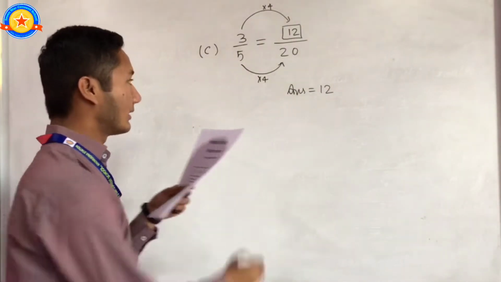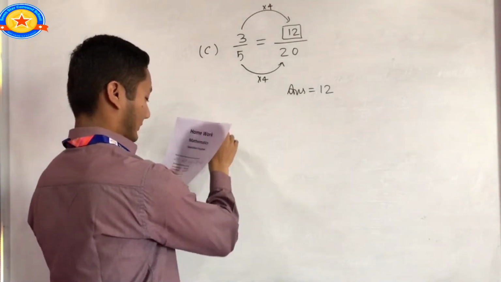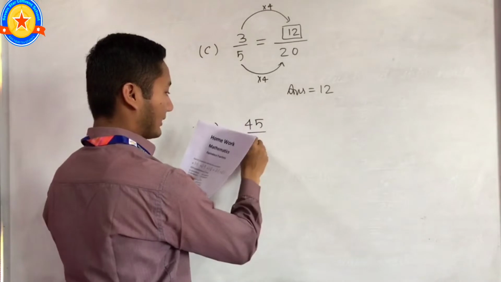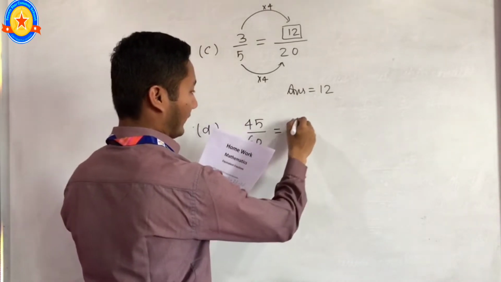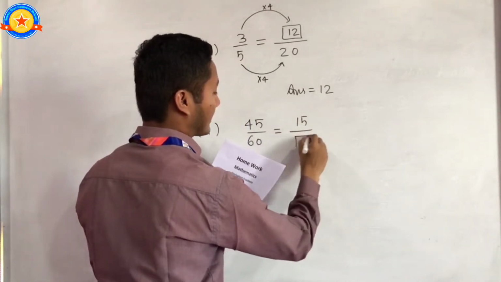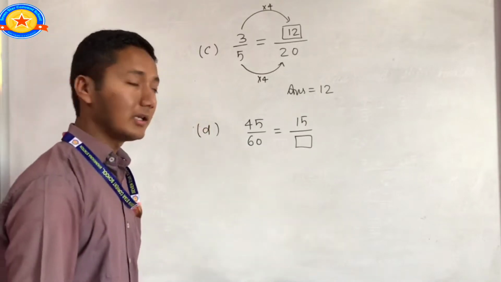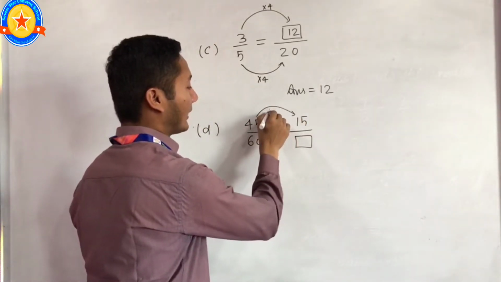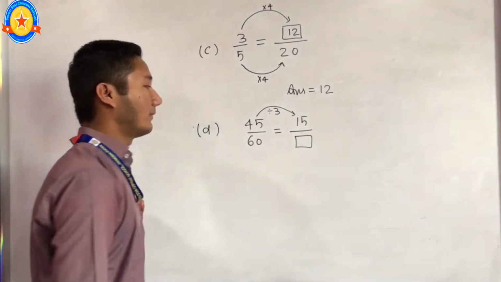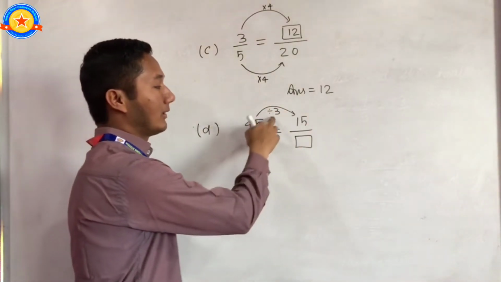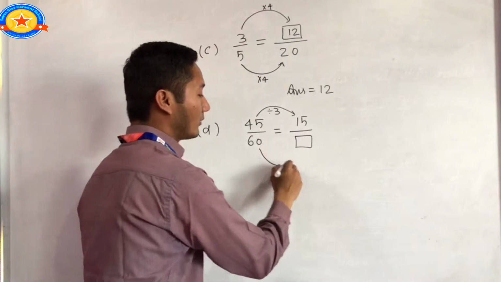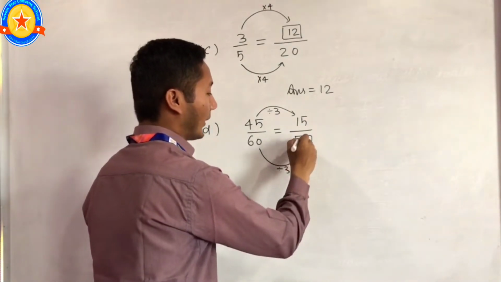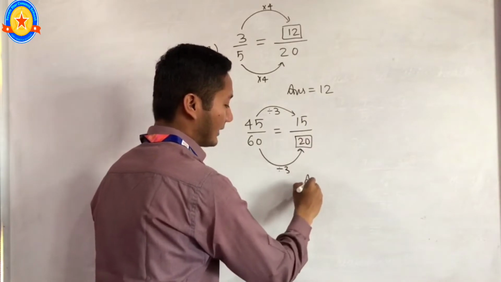Next question is D part, which is 45 by 60 equals 15 by blank space. Now again you need to check the numerator. This numerator is divided by 3 to make 15. 45 divided by 3 makes 15. Then you need to divide this also by 3. It becomes 20. The answer is 20.